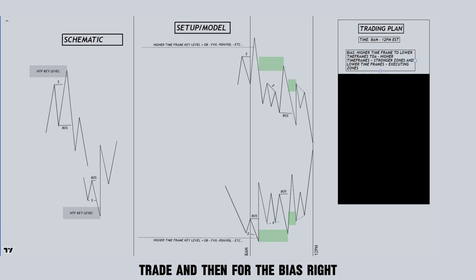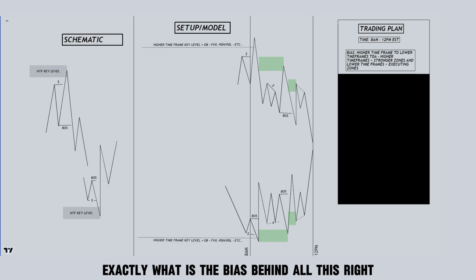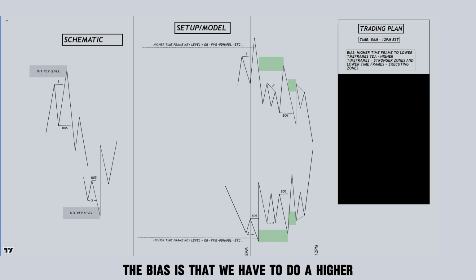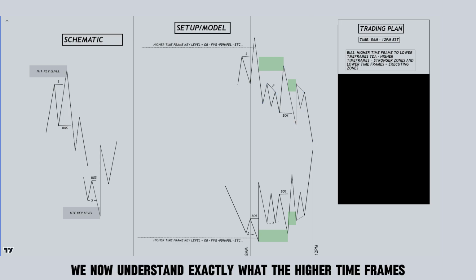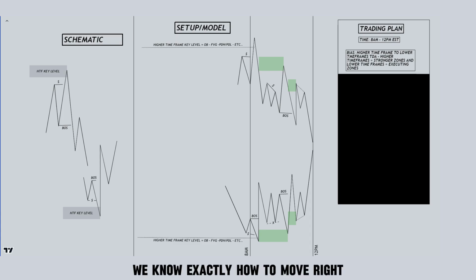And then for the bias, right, exactly what is the bias behind all this? The bias is that we have to do a higher time frames to lower time frames top down analysis. That's what TDA stands for, a higher time frame to lower time frames top down analysis. So once we go from the daily or the 4 hour as our higher time frames, and then we go to the 15 minutes, we now understand exactly what the higher time frames is showing us. So once we scale down to the lower time frames, we know exactly how to move, if price may be in a reversal or in a continuation type of pattern.